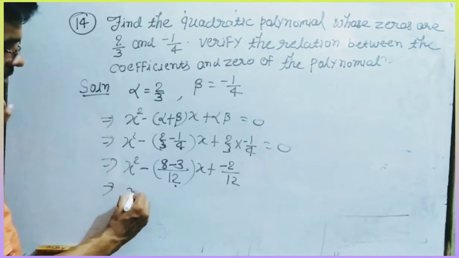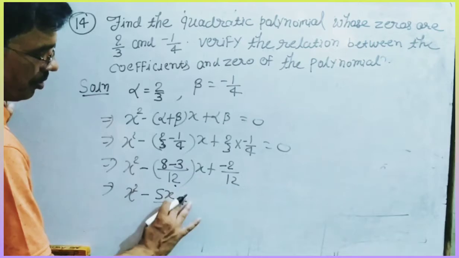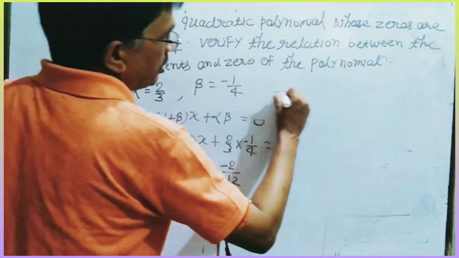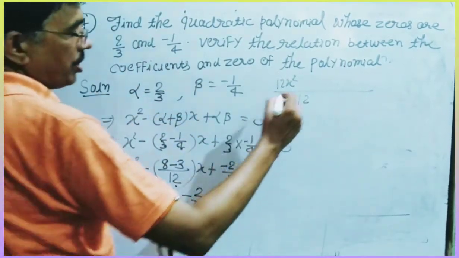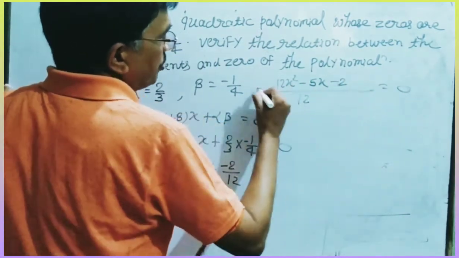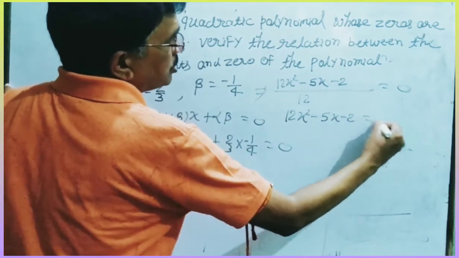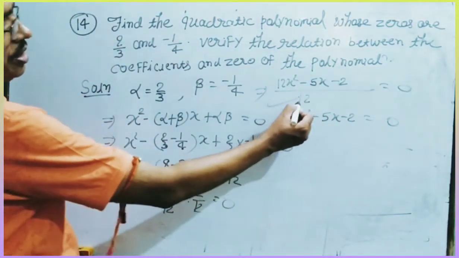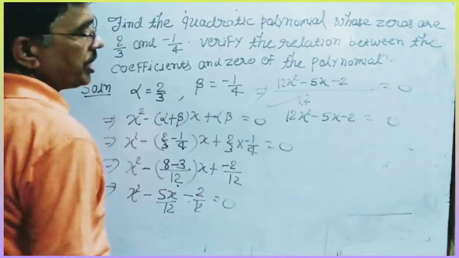Next, x square minus 5x by 12 minus 2 by 12 is equal to 0. Take the LCM there, that is 12. So it is 12x square minus 5x minus 2 is equal to 0. Hence 12x square minus 5x minus 2 is equal to 0. It is the quadratic polynomial. The denominator goes to the other side, so 12 multiplied by 0, we get 0.